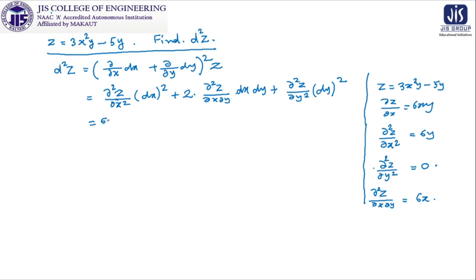So it will be 6y dx square, then plus 2 into del 2 z del x del y, that means 6x, so it will be 12x dx dy, and then plus del 2 z del y2, which is 0, so 0 into dy square, so nothing will be there. So this will be the calculation. Look at this, if you just follow the rule and identify it and apply it, the problems are not at all bigger.